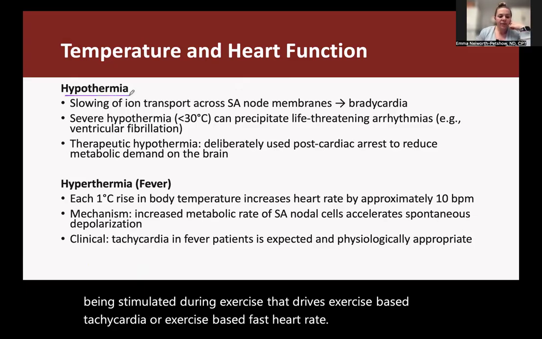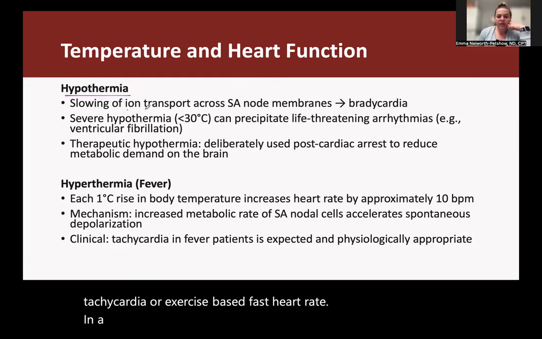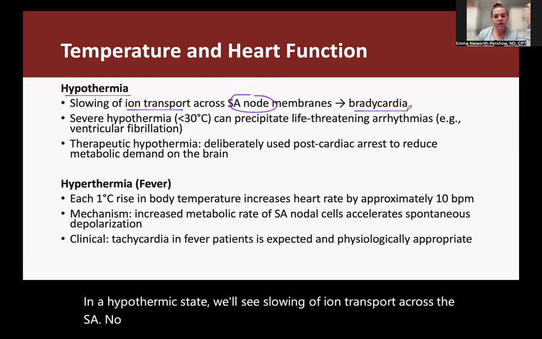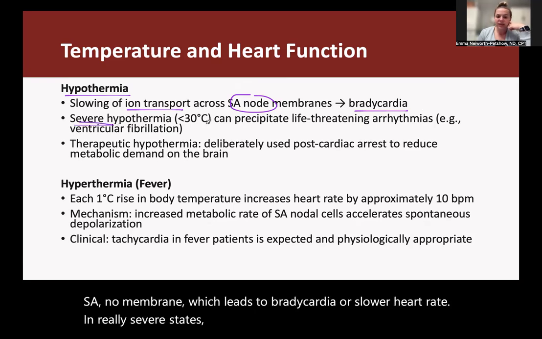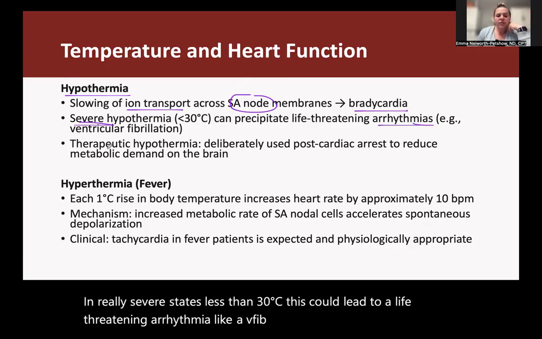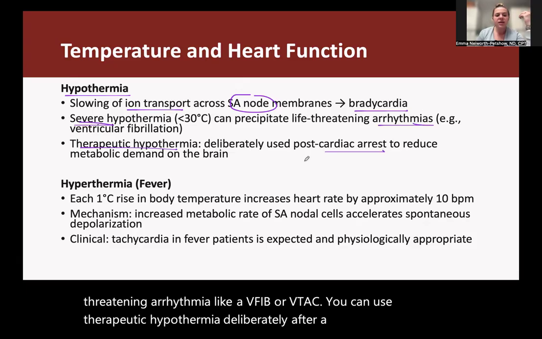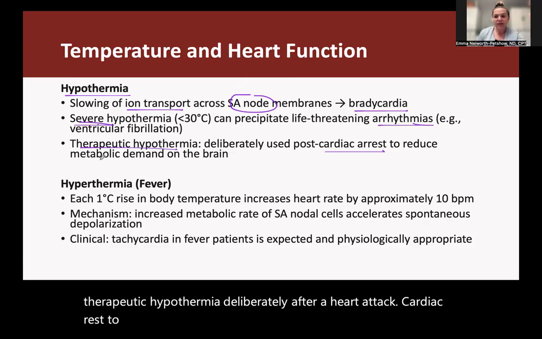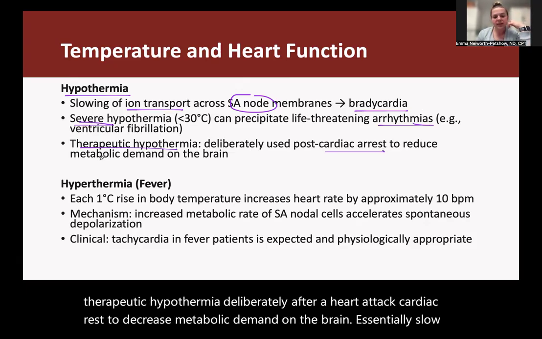In a hypothermic state, we'll see slowing of ion transport across the SA node membrane, which leads to bradycardia or slower heart rate. In really severe states, less than 30 degrees Celsius, this could lead to a life-threatening arrhythmia like VFib or VTach. You can use therapeutic hypothermia deliberately after a heart attack, cardiac arrest, to decrease metabolic demand on the brain, essentially slowing down the body's metabolic needs.